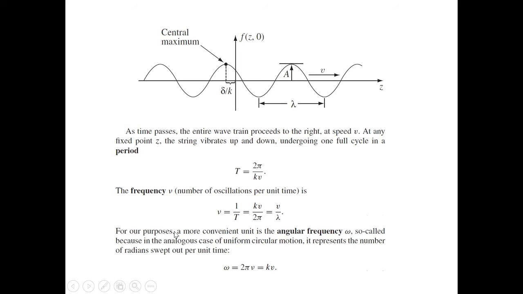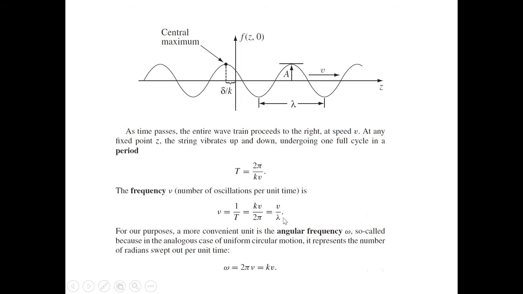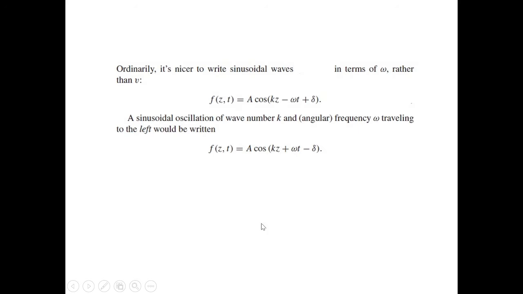For our purposes, a more convenient unit is the angular frequency omega. We can change the equations into wave number and angular frequency omega, so called because in the analogous case of uniform circular motion it represents the number of radians swept out per unit time: omega = 2 pi nu = kv. Then ordinarily it is nicer to write the sinusoidal wave equation as f(z,t) = A cos(kz - omega t + delta). We are most probably using this equation.